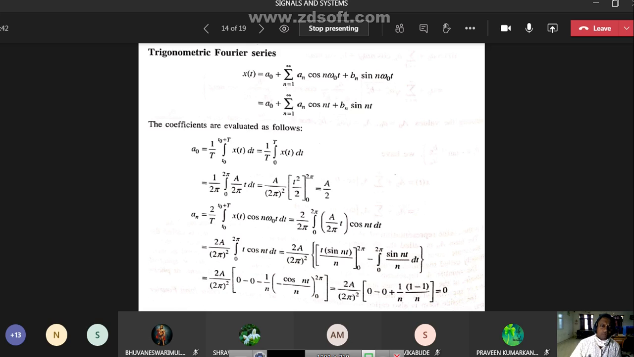So an is equal to 2/T integral t0 to t0 plus T, x of t cos n omega naught t dt. This is the formula. Now in the place of x of t, what is the function? Already we have calculated, that is A by 2 pi into t, cos nt dt. Because what is omega naught? Omega naught is equal to 1.